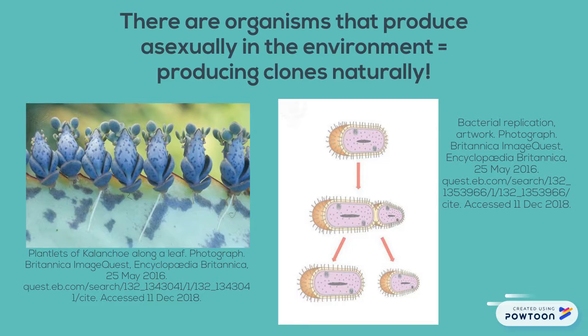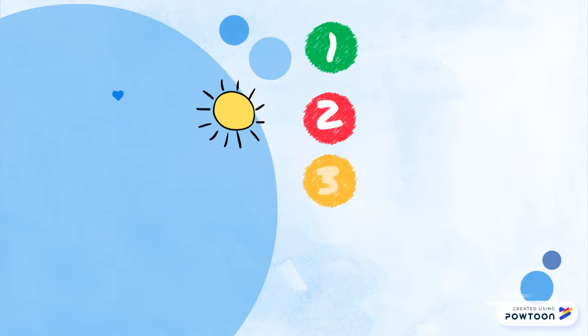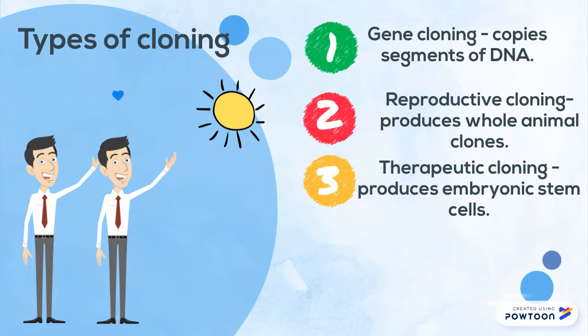There are three main ways humans can be cloned. The three main ways are gene cloning, reproductive cloning, and therapeutic cloning. There are many other techniques that are used for every individual type of cloning, like somatic cell nucleus transfer or gel electrophoresis.